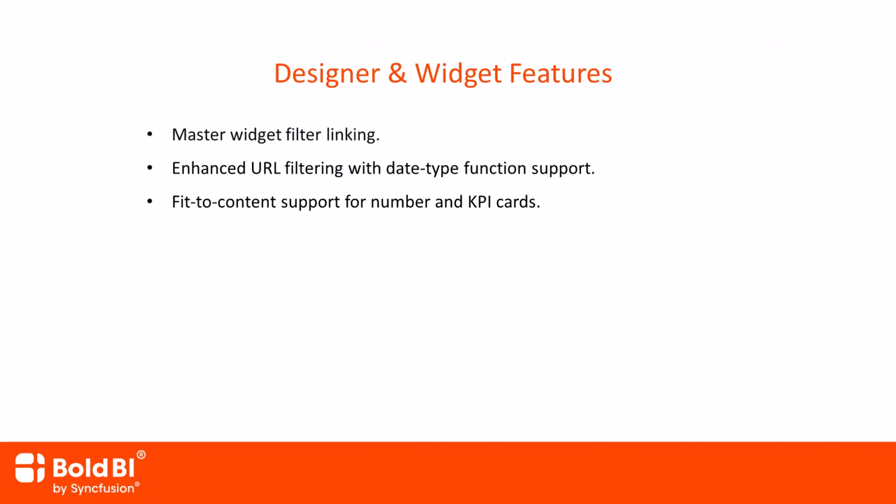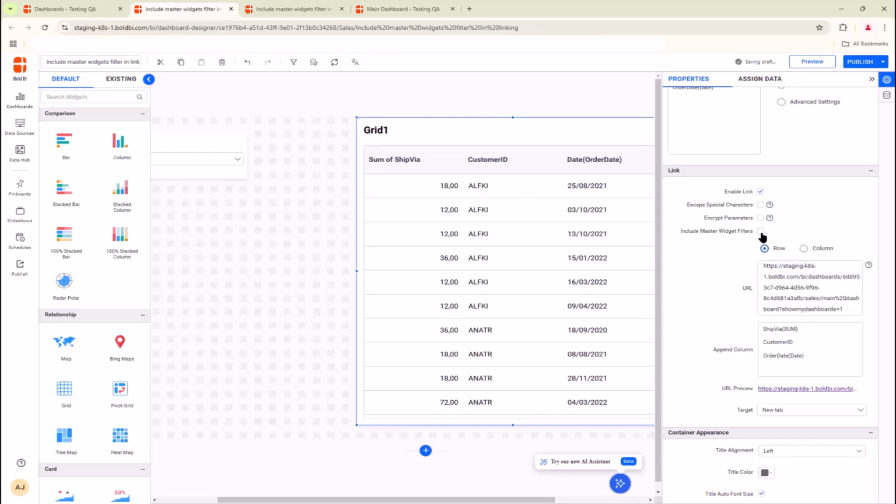Next are the Designer and Widget features. The first Designer feature is Master Widget Filter Linking for streamlined data interactions. This feature allows users to pass master widget filter information through widget linking, enabling more dynamic and synchronized data interactions across dashboards. We have introduced the Include Master Widgets Filters property in the Links section.